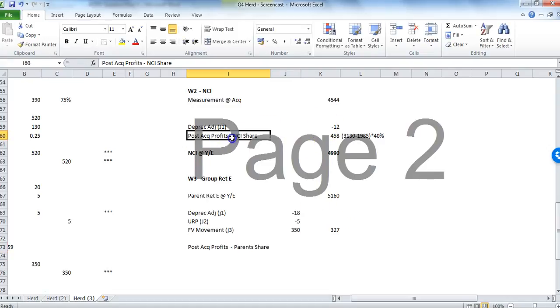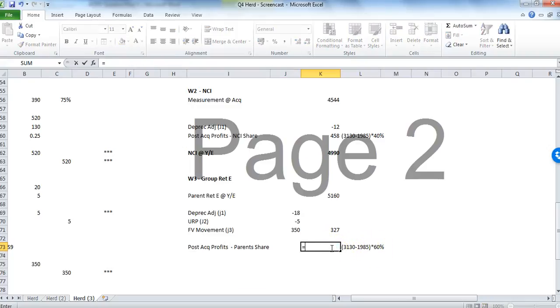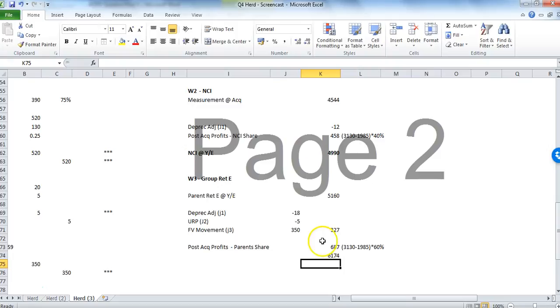So you can see here we gave the NCI share 40%, and now we're giving the 60% share to the group retained earnings. So you always take the end of the year retained earnings minus the retained earnings at acquisition times the relevant share. So here it'll be 3130 minus 1985 times 60%. That's their share of post-acquisition profits for the year, or 687. If we add them up, that gives us 6174 to be the group retained earnings at year end.